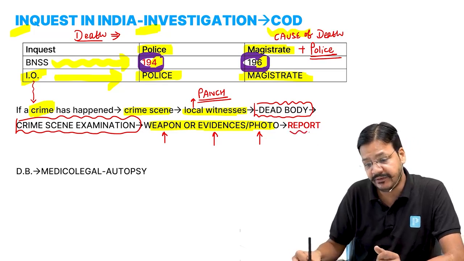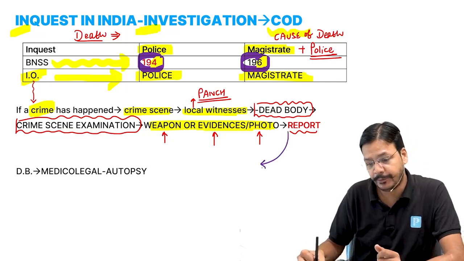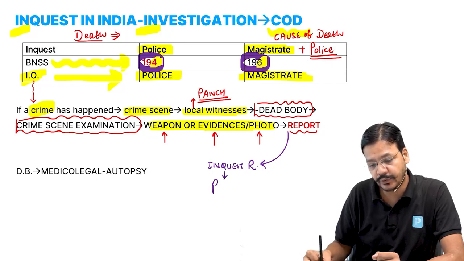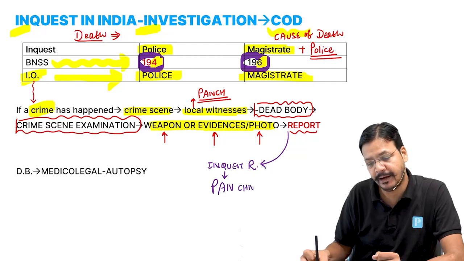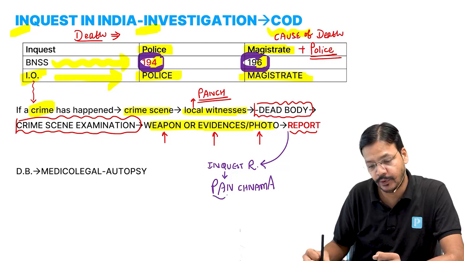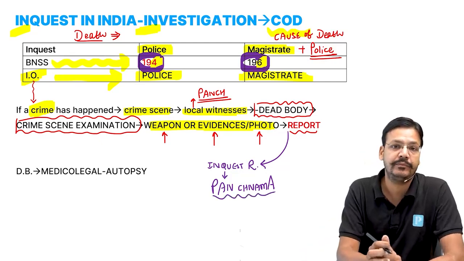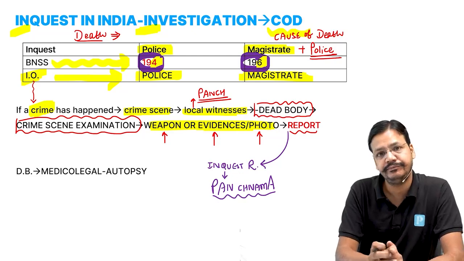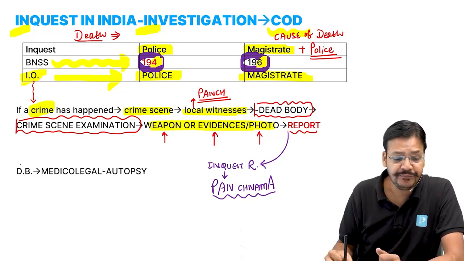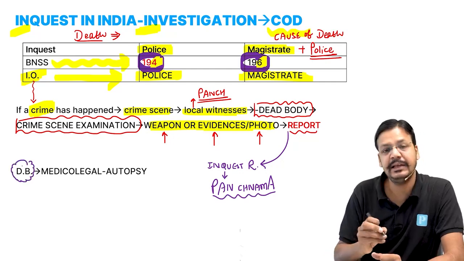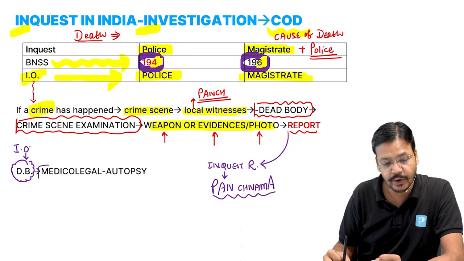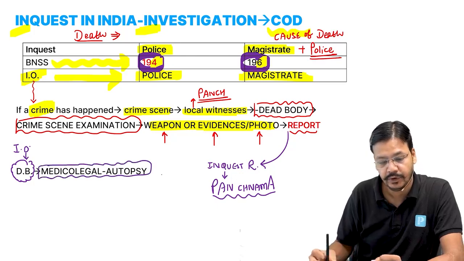And after this, they will make a report. This report is known as inquest report. And my dear friend, this inquest report is known as Panchnama. So the Panchnama will be done by the IO after making a report. Everything will be assembled. Then, if the dead body is there, this IO will take the dead body for medico-legal autopsy to a doctor.